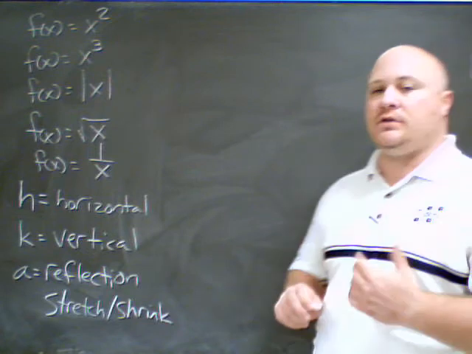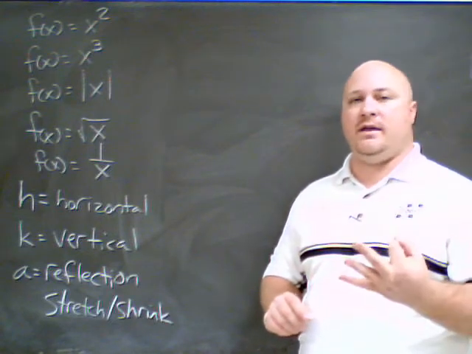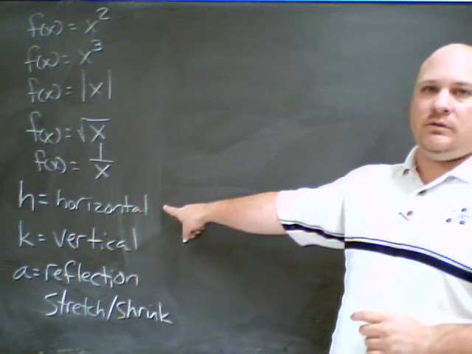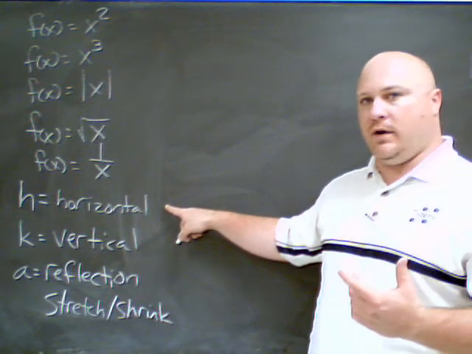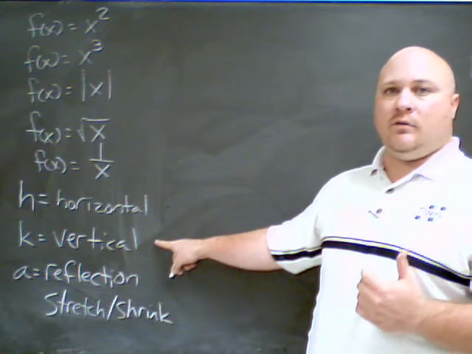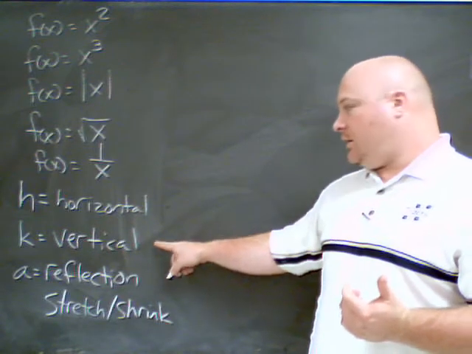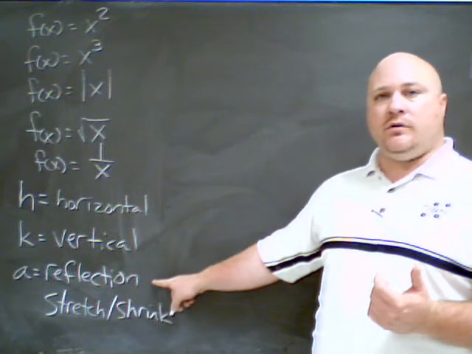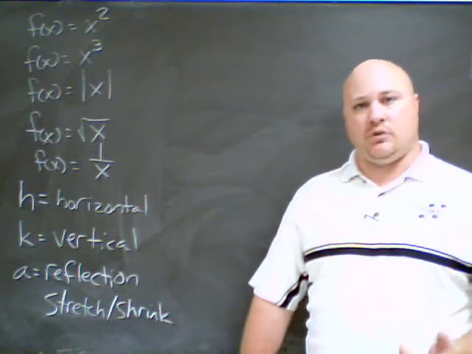Our transformations are going to be controlled by 3 things. It's going to be h, which moves it horizontally, which is left and right. Vertical transformations are controlled by k, and a controls reflection and stretch and shrink.